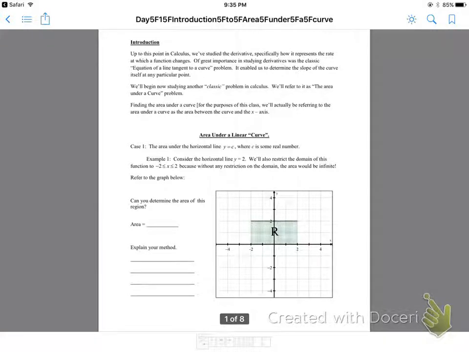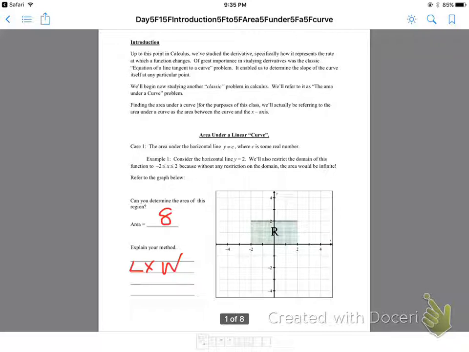Okay, in this section, we're going to talk about the area under the curve. So we start out pretty basic, and in the basic section, which is the first page, you should be able to figure out the area under the curve just by doing basic geometry. So doing length times width, you should find that the area of this rectangle labeled R is just 8 units squared. So that's our first page.